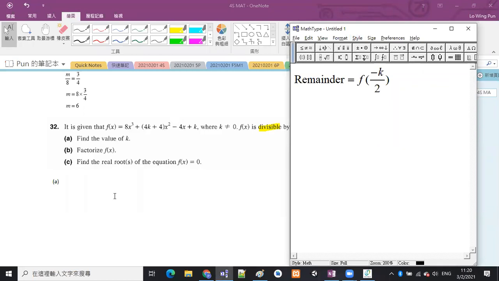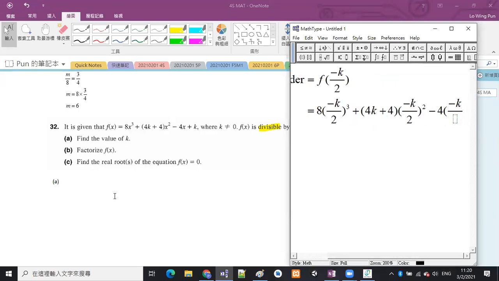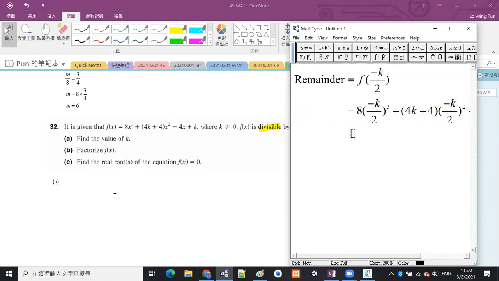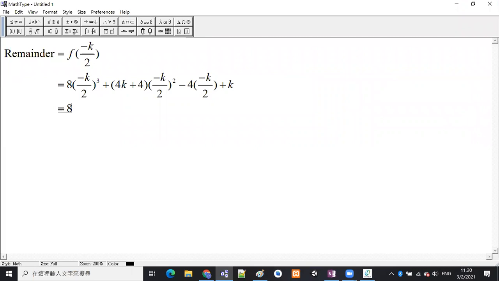Negative k over 2. And it is calculated by this expression: negative k over 2 cubed plus 4k, plus 4 times negative k over 2 squared minus 4 times negative k over 2 plus k. Okay, and then it is like this. This is negative k cubed over 8 plus 4k plus 4 times positive k squared over 4. And then it's double negative, becomes plus 4k over 2, that is 2k, and plus k. So this is negative k cubed.